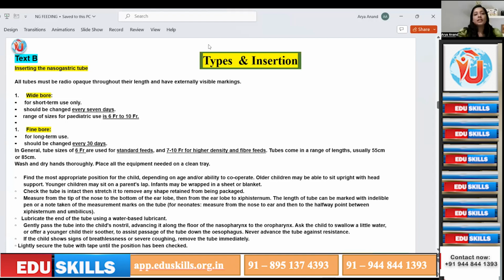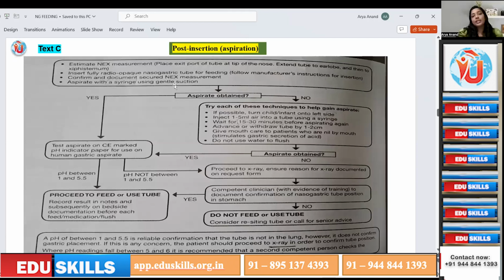Now, text C. In text C, they have mentioned the post insertion, aspiration, and all. Okay, go through this graph. This is enough. So if aspiration is obtained, what are the things you need to follow? If there is no aspiration, what are the things that you need to follow?